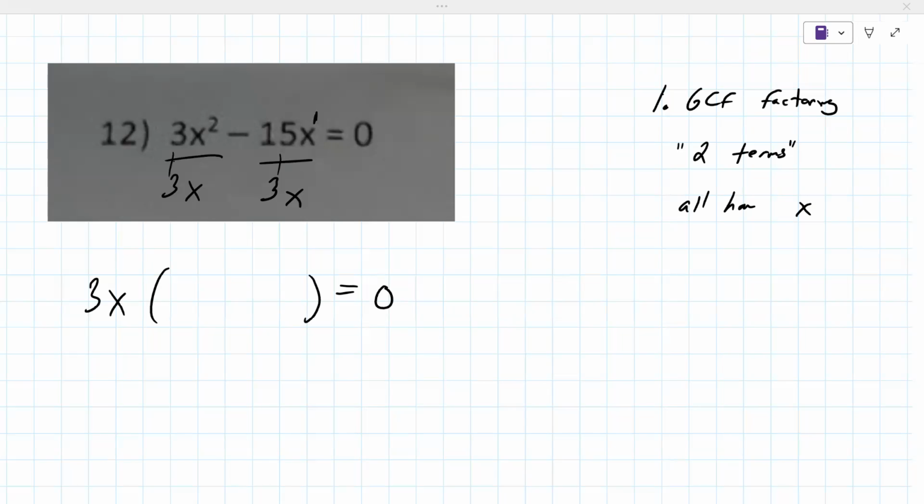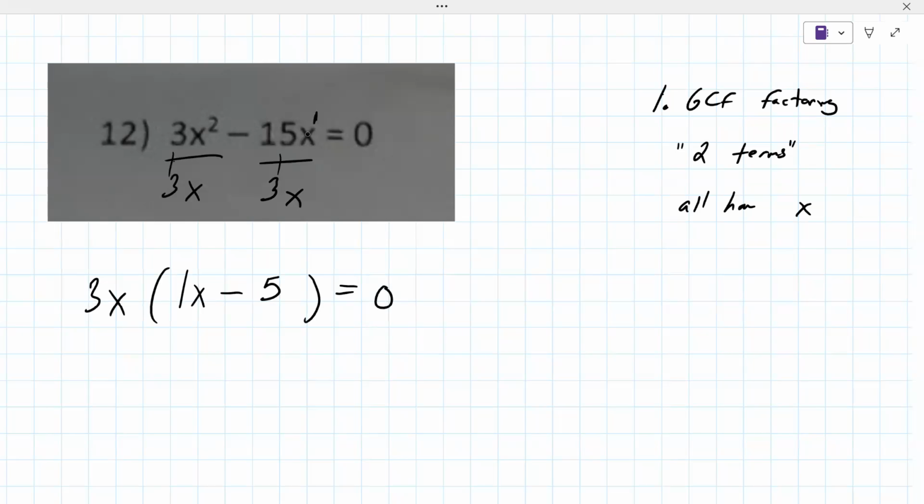You got 3x. Then you divide: what is 3 divided by 3? 3 divided by 3 is 1. Wait, no. Okay. Then you got x squared divided by x. What does that become? One x. Okay, x minus 5x. If it's the same on the top and bottom, they cancel. Oh, so just 5. Just 5.